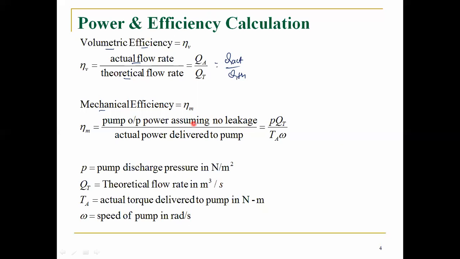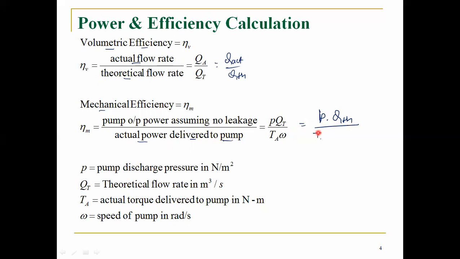Okay, pump output power assuming no leakage divided by actual power delivered to the pump. So pump output power without leakage means what? It will be the theoretical discharge, that is pressure multiplied by QTH. So I can write this as pressure P multiplied by QTH. That is the theoretical power, and actual power delivered to the pump, what is it?